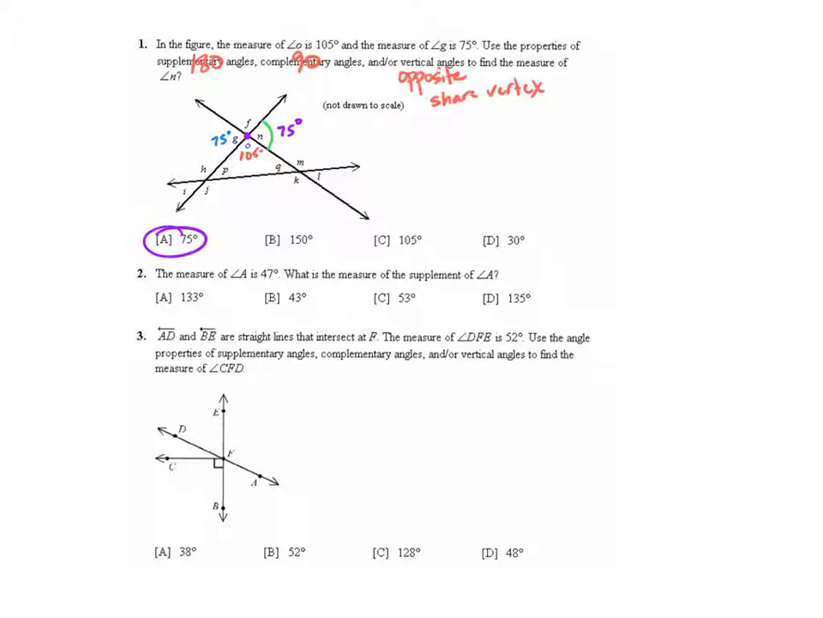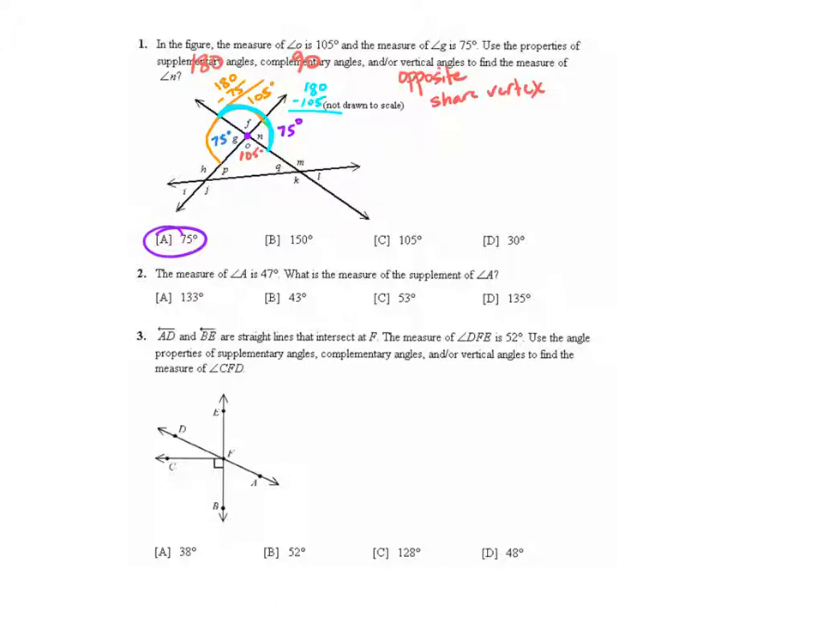We can prove that by using the properties of supplementary angles. So, for example, angle G and angle F are supplementary angles. They form a 180 degree arc. So therefore angle F must be 180 minus 75, which equals 105 degrees. Well, then we can also look at this and say that angle F and angle N are also supplementary. They too form a 180 degree arc. So angle N must be equal to 180 minus 105, which equals 75 degrees.